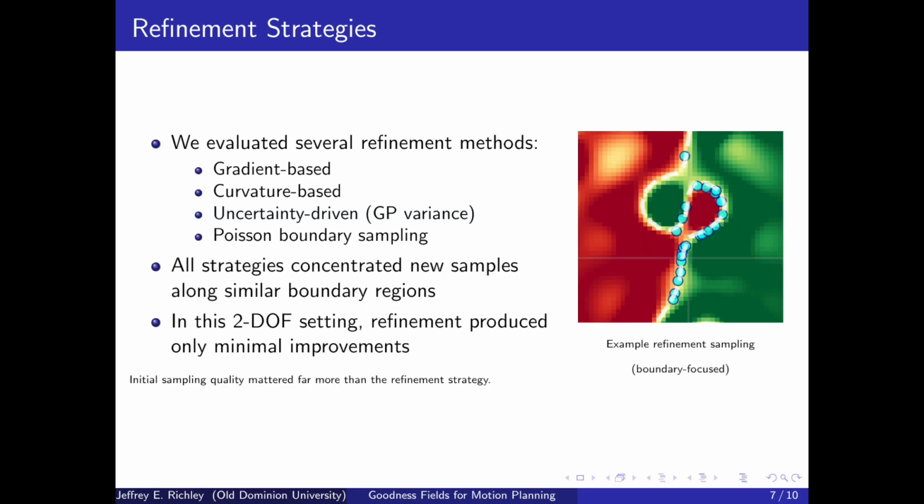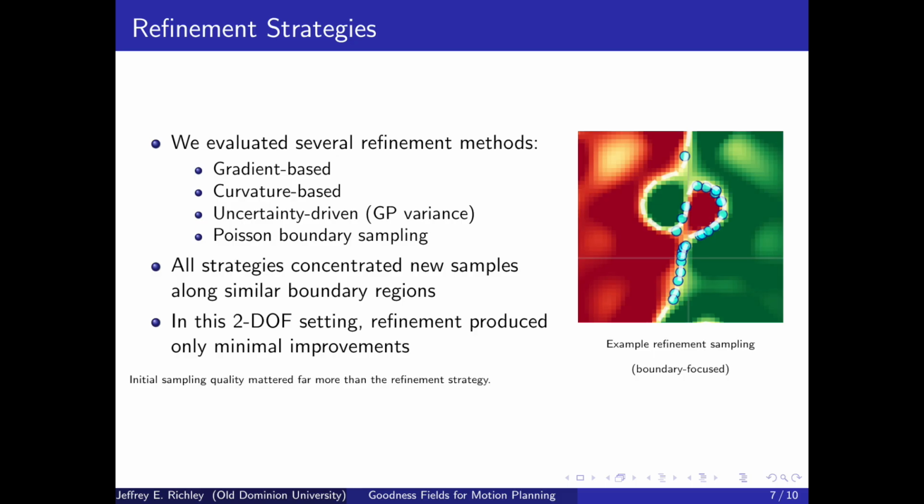After establishing baseline surrogate performance, we evaluated several refinement strategies aimed at improving boundary accuracy by selectively adding new samples. Specifically, we tested gradient-based refinement, curvature-based refinement, uncertainty-driven sampling using the Gaussian process variants, and Poisson boundary sampling. While these methods differ in how they identify candidate points, they all share the same goal: concentrating samples near the collision boundary where accuracy matters the most.